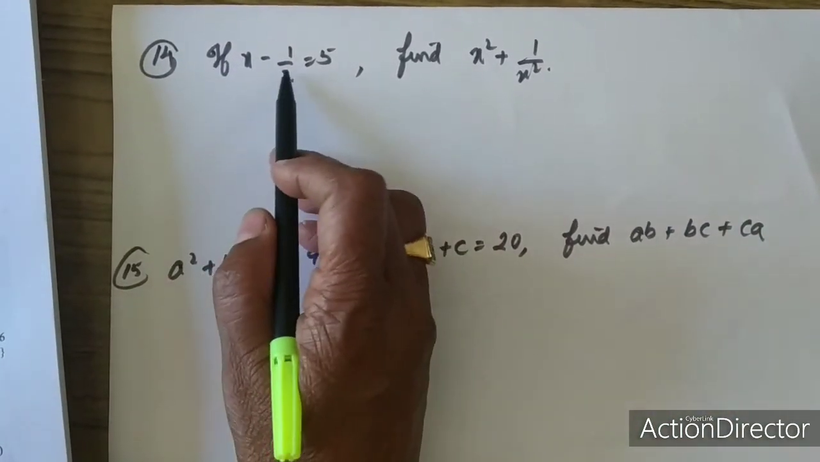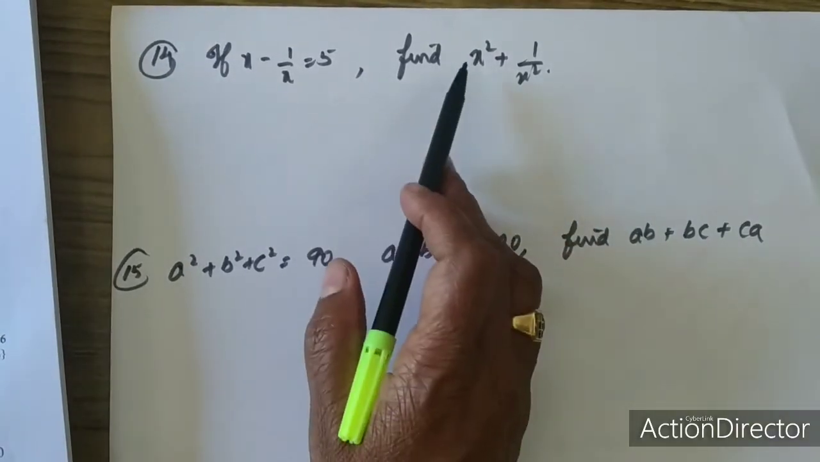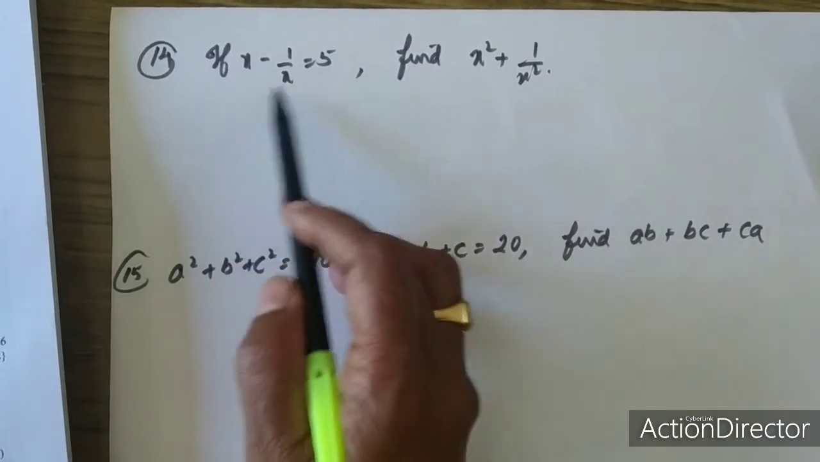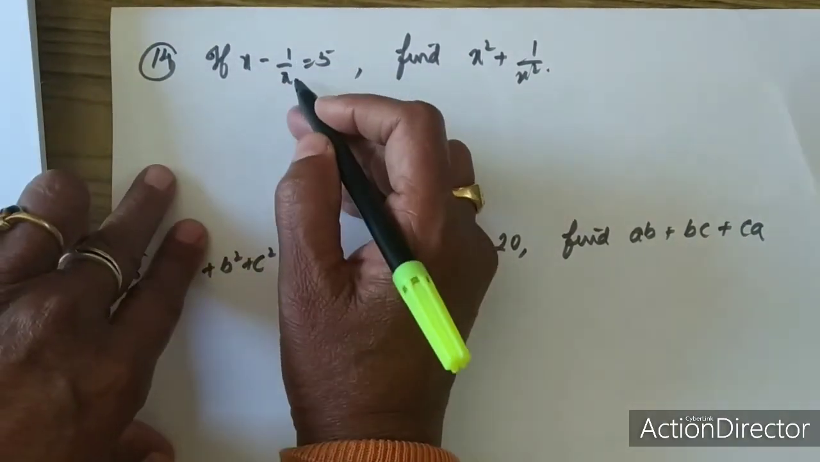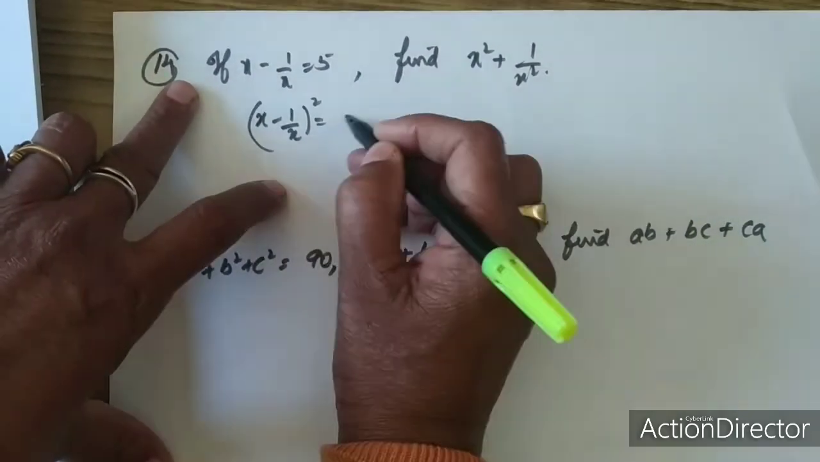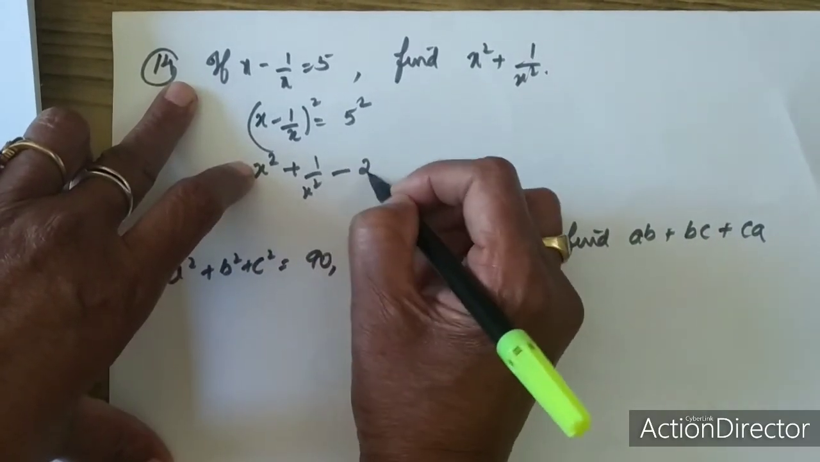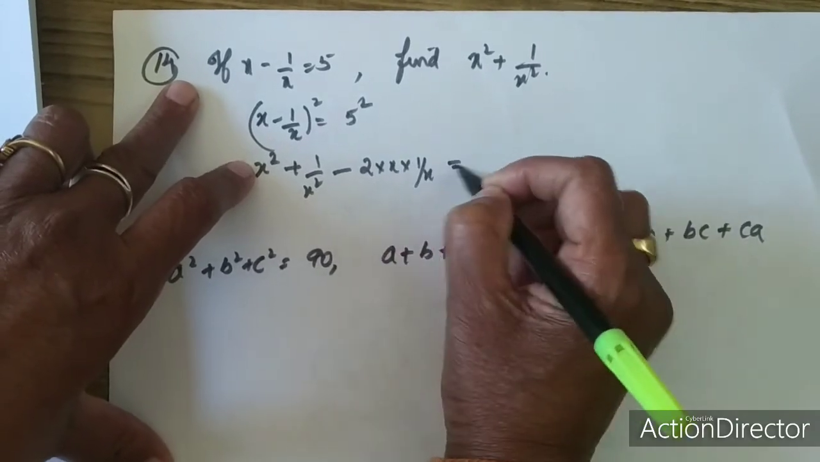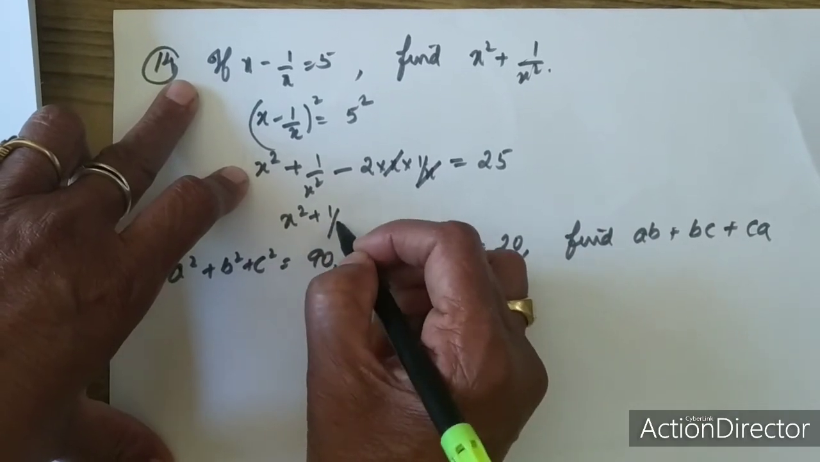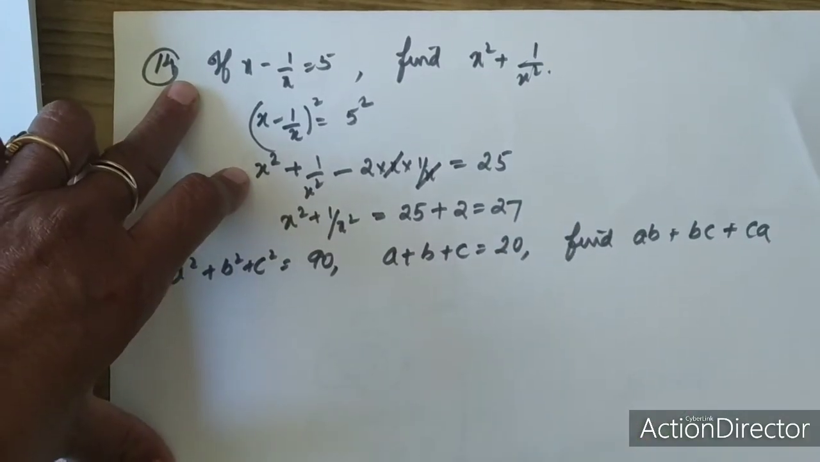Next question, x minus 1 by x is equal to 5. Find x square plus 1 by x square. Here also I told, whenever you have a square, you have to find out the value of the squares. Whatever is given, you square it. So it is given x minus 1 upon x is 5. So you square: x minus 1 upon x whole square is equal to 5 square. This is nothing but x square plus 1 upon x square minus 2 into x into 1 upon x is equal to 25. x and x will get cancelled. Our x square plus 1 upon x square is equal to 25 plus 2, which is equal to 27.